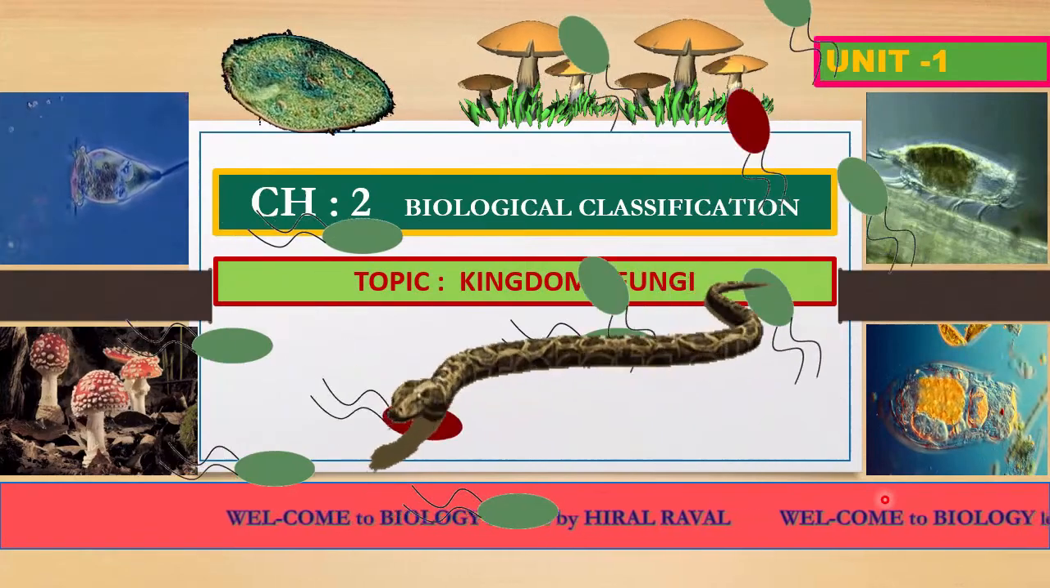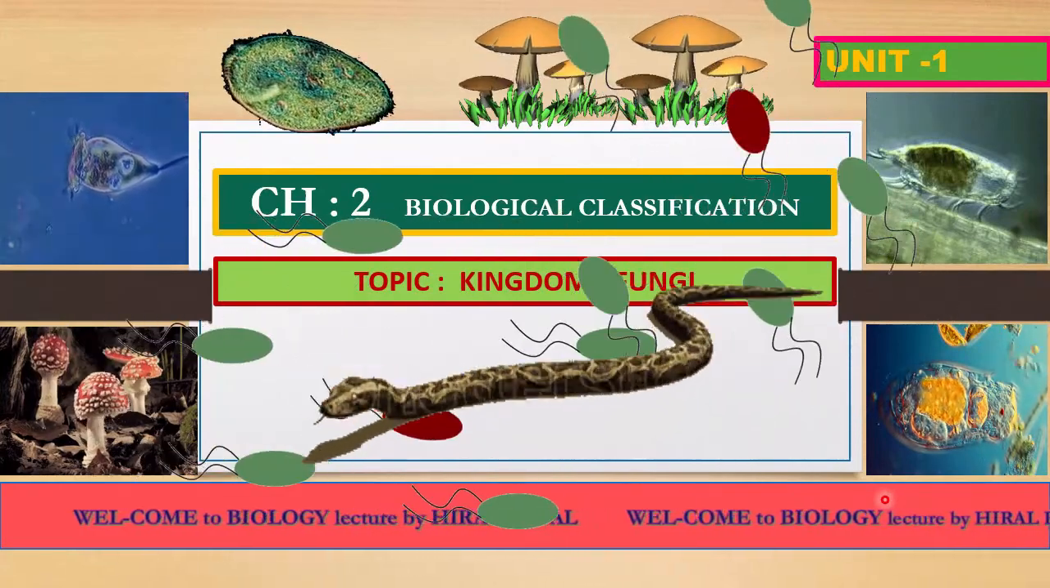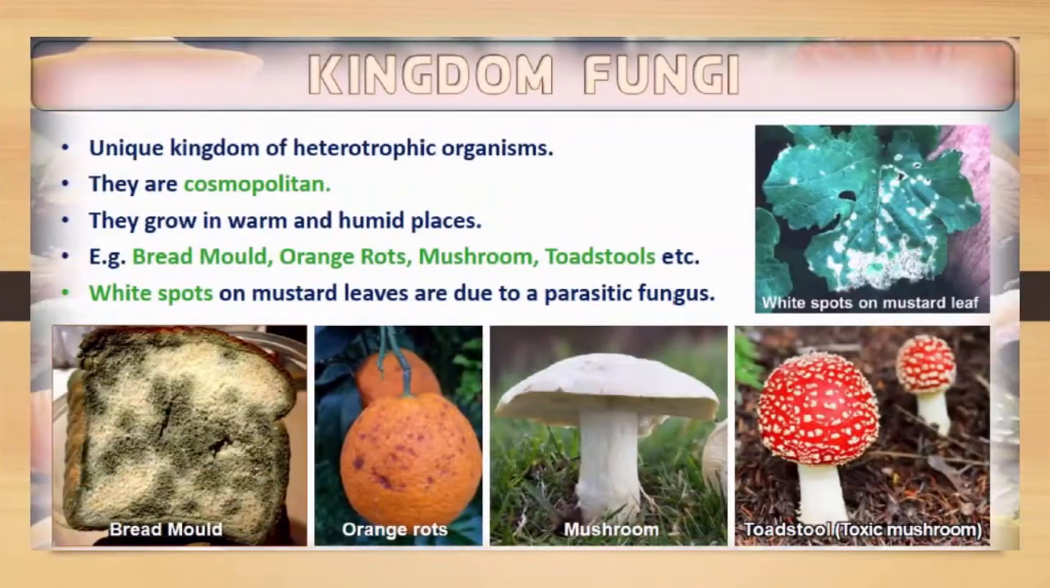Hello students, today we will discuss kingdom fungi. Kingdom fungi is a unique kingdom of heterotrophic organisms and they are cosmopolitan. They are found everywhere in the world, and they grow in warm and humid places.